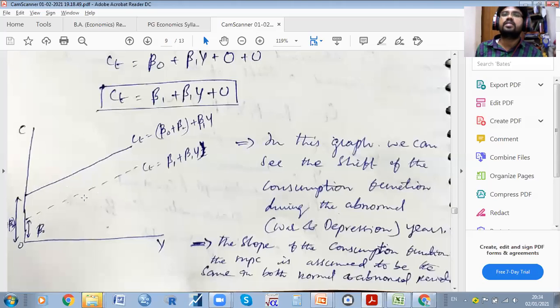See, there is a straight line. There are no ups and downs. The two lines are straight lines. As you observe in this graph, we can see the shift in the consumption function during the abnormal period. There is a war and depression here. Then the slope of the consumption function, that is MPC, is assumed to be the same. The difference between the two curves is the same in both normal and abnormal periods.